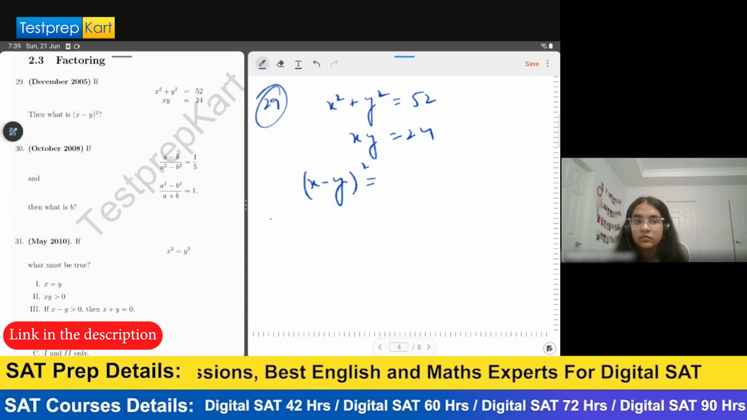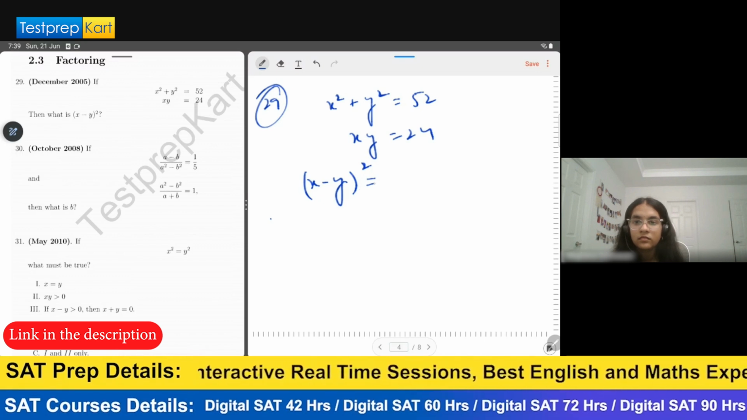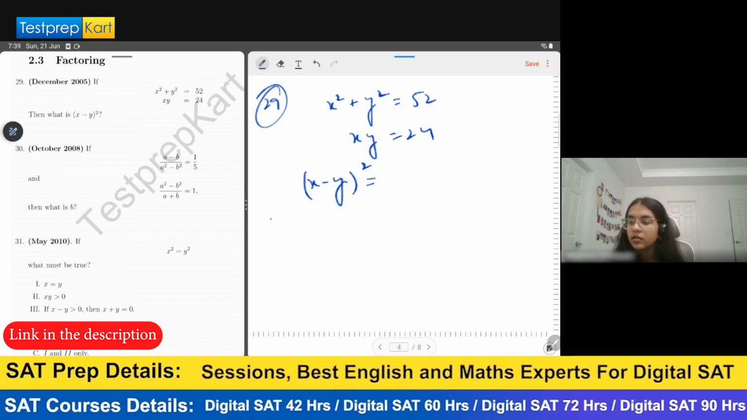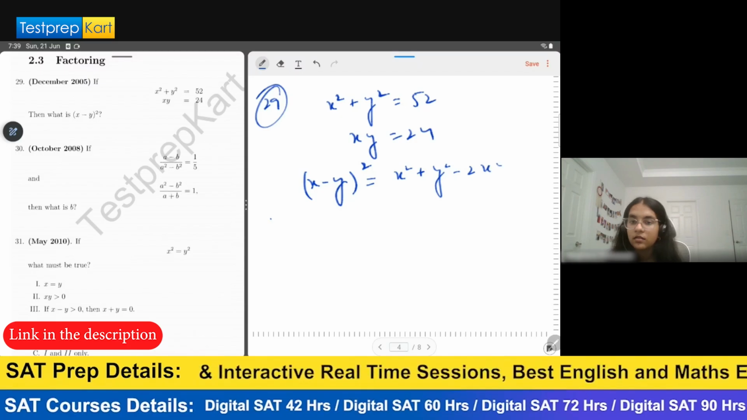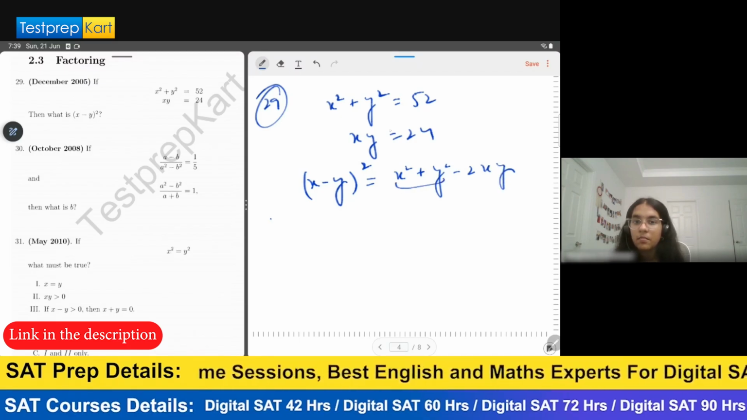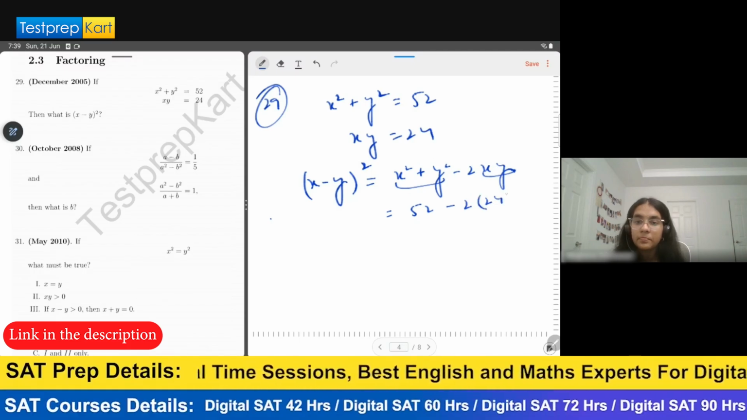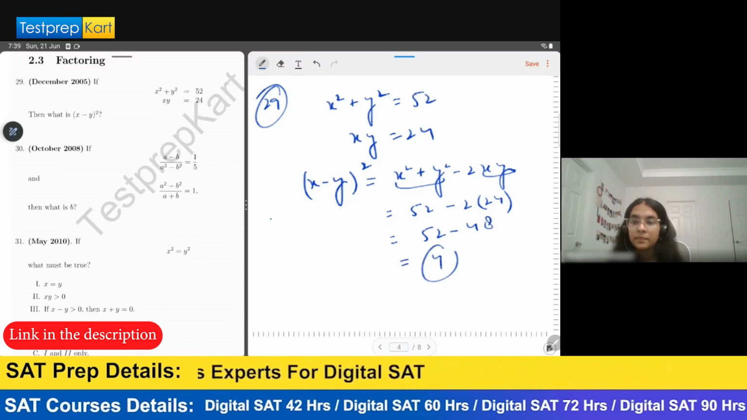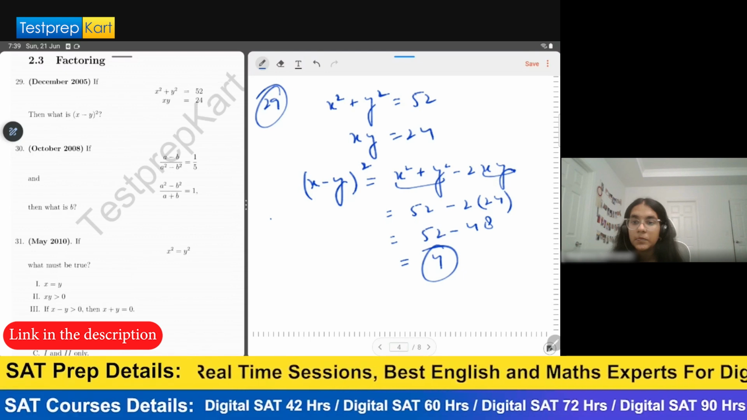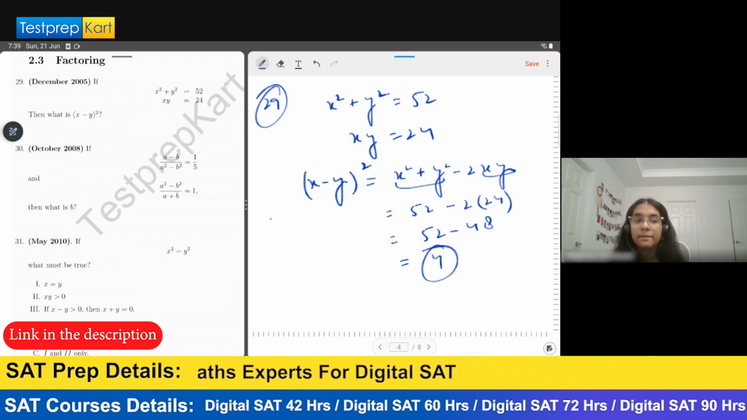So for this one, look. If you look at this, x minus y whole square. What is the formula for it? Do you know the identity? Yeah, x minus y whole square is x square plus y square minus 2xy, right? If you notice, x square plus y square is given to you. That's 52, right? Also, xy is given to you. That's 24. So I'll write 2 times 24. So that is 52 minus 48, which is 4. So 4 should be the final answer, right? Okay. Is it clear?